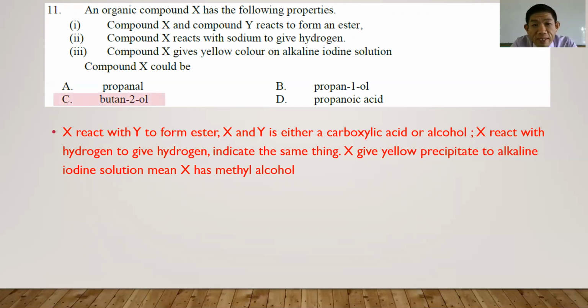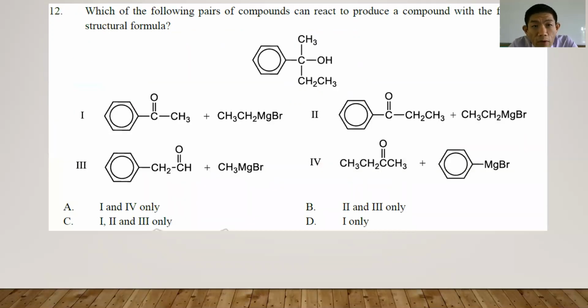As for D, propanoic acid. Propanoic acid can react with alcohol to form ester. It fulfills the first requirement. Second requirement, react with sodium to give hydrogen, which is also correct. And X gives yellow precipitate, which is not correct because carboxylic acid cannot react with alkaline iodine solution. So the best answer in here is C. Number 12, which of the following compounds can be used to produce the following structural formula?